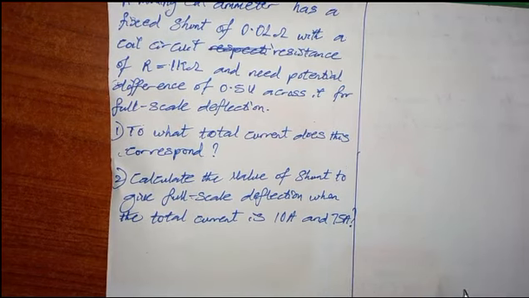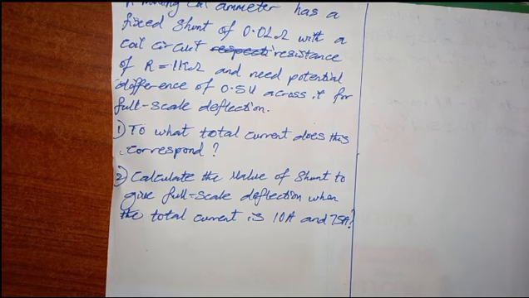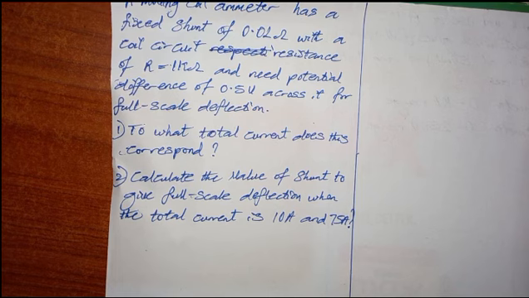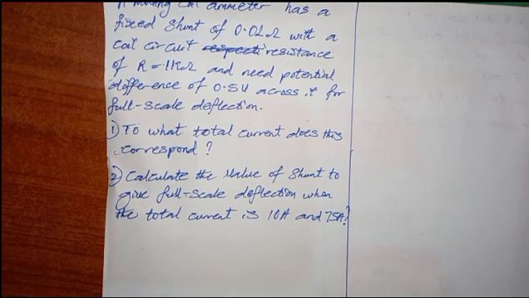Today we are going to solve an example on a moving coil. The question says a moving coil ammeter has a fixed shunt of 0.02 ohms with a coil resistance of 1 kilo ohms and needs a potential difference of 0.5 volts across it for full scale deflection. Question 1 says, to what total current does this correspond?